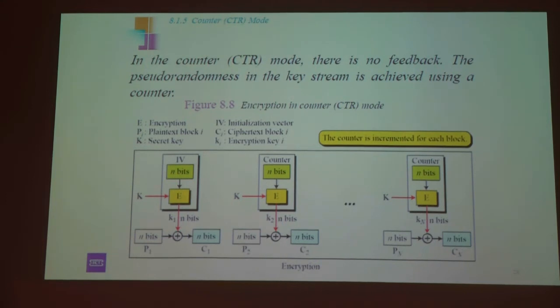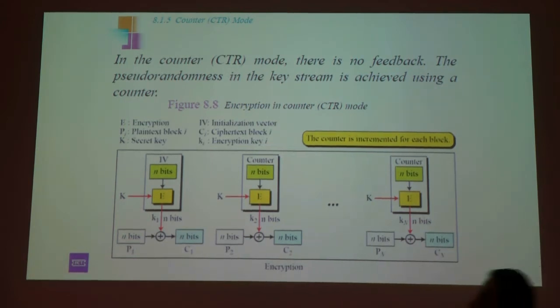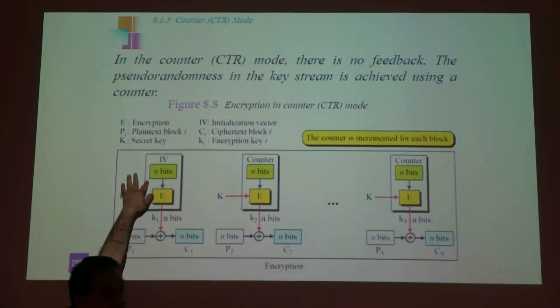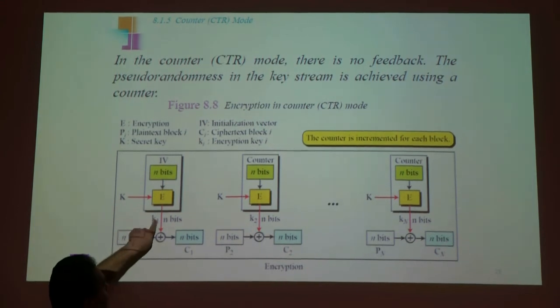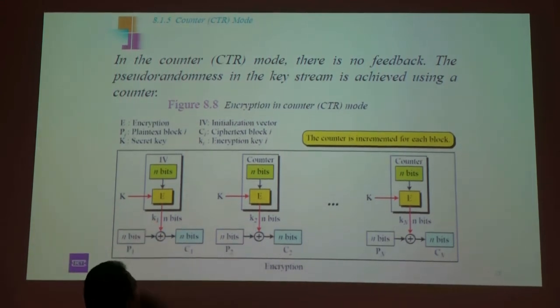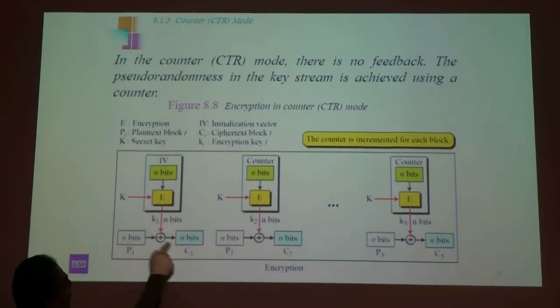The last one is the counter. The counter mode. There is no feedback at all. So the pseudo randomness in the key stream is achieved using a counter. So basically in here you start with IV, the initialization vector, and the key encrypted. That's what generates key one, key two, okay? Then we start with the plaintext, XORed with the key.